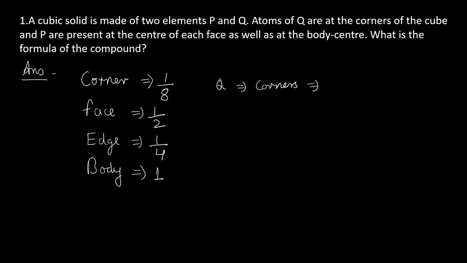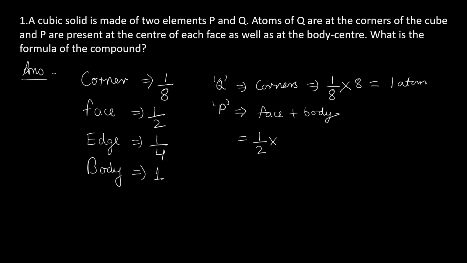Since at a corner the contribution is 1/8 and there are a total of 8 corners in a cube, the total number of Q atoms will be equal to 1 atom. Now since P atoms are present at the faces as well as the body of the cube, at a face half contribution is there, and since 6 faces are there, so 1/2 into 6, and inside the body the atom will be contributed fully, so when you solve it, it comes out to be 4.